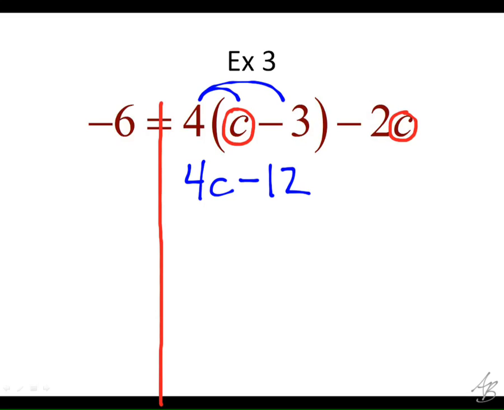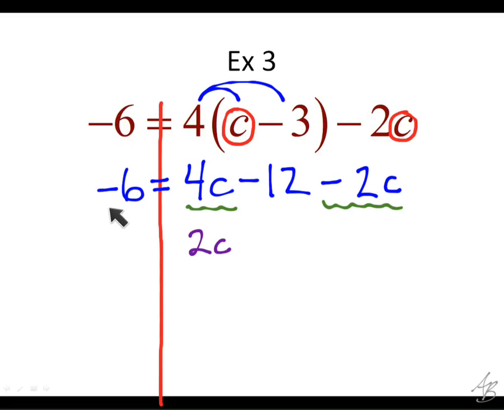And then anything that I didn't distribute, just going to bring it down. So I'm going to bring down the equal sign. I'm going to bring down the negative 6 on the left side, and I'm going to bring down that minus 2c on the right side. Now can I combine like terms? Yes. So what like terms do we have? Yeah, we've got that 4c and the minus 2c. That is a negative 2c, right? All right, so what is 4c minus 2c? 2c.